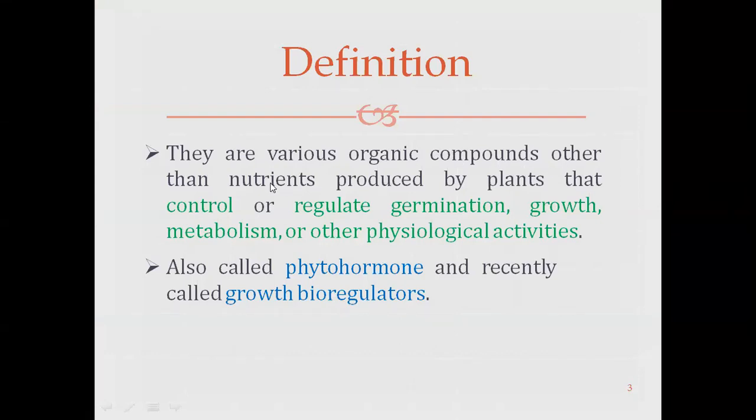Nutrients means the nutrients we take from the soil. Other than the nutrients, these are the organic compounds that can regulate or control germination, growth, metabolism, and other physiological activities. These are considered plant hormones or PGR, plant growth regulators. This is also called phytochrome and recently called growth bioregulators. Also, these are the new terms.